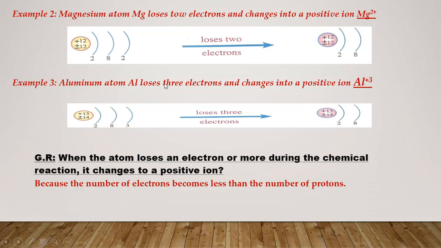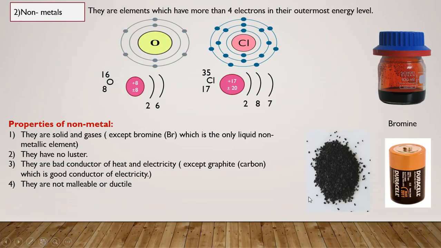Example number 3, aluminum atom contains 13 electrons, 2-8-3, and during the chemical reaction they tend to lose the outermost energy electrons, which are 3 electrons, and by losing the 3 electrons they change into a positive ion, Al positive 3, because the aluminum loses 3 electrons. So give reason: when the atom loses an electron or more during the chemical reaction, it changes into a positive ion. Why? Because the number of electrons in this case becomes less than the number of protons.